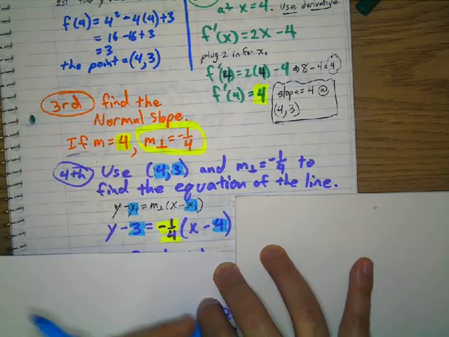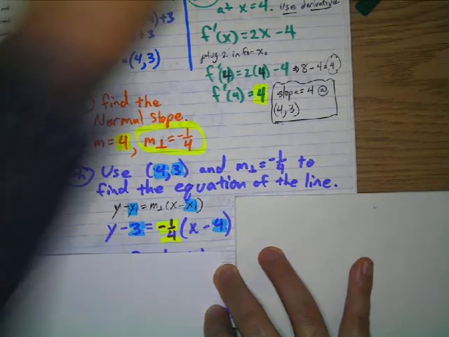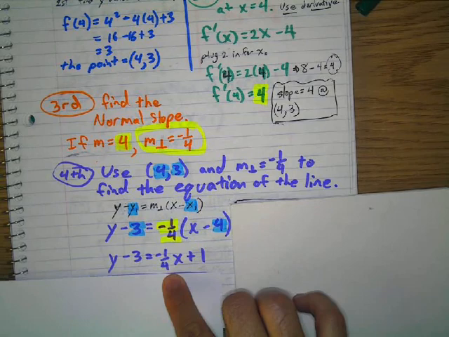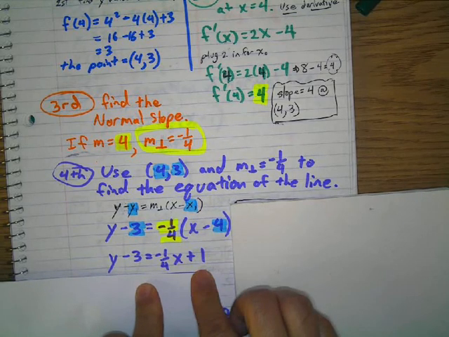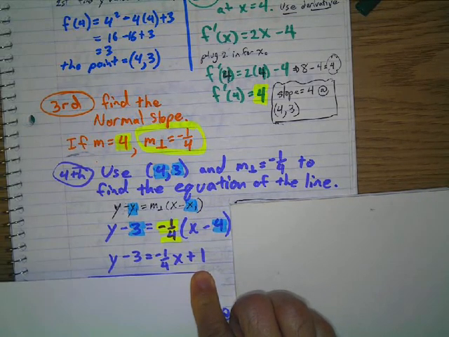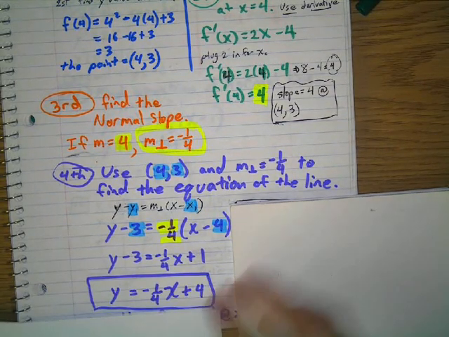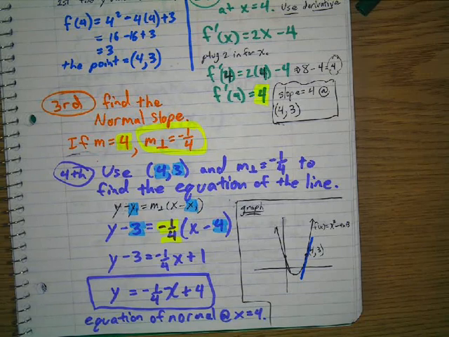And then we simplify. So we use the distributive property with the 1/4. We end up with negative 1/4 x plus 1. And then I add 3 on both sides, and we end up with this. And that is your equation of the normal at x equals 4.